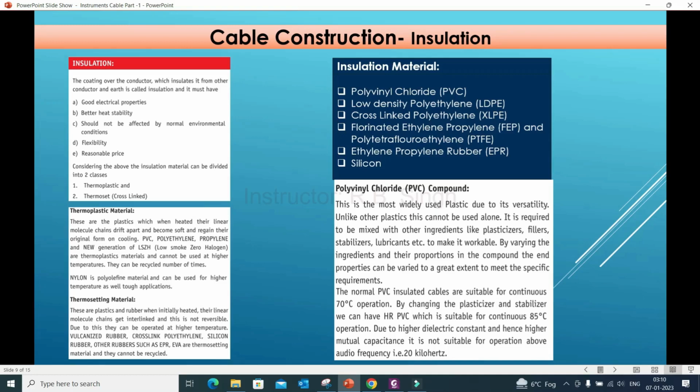The normal PVC insulated cables are suitable for continuous 70-degree operation. By changing the plasticizers and stabilizer, we can have HR PVC, which is suitable for continuous 85-degree operation. Due to higher dielectric constant and hence higher mutual capacitance, it is not suitable for operation above audio frequency, that is 20 kilohertz. But normally we can use PVC insulated cables for all our signal cables.